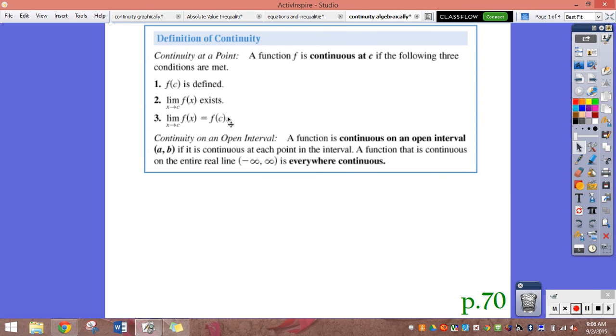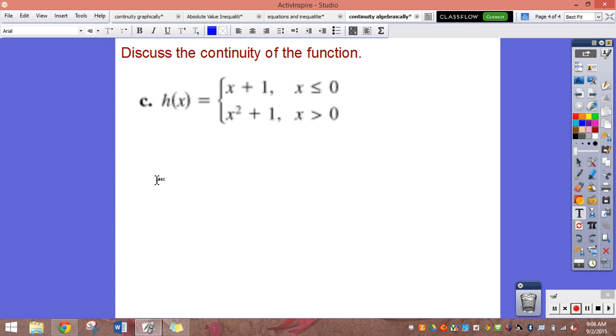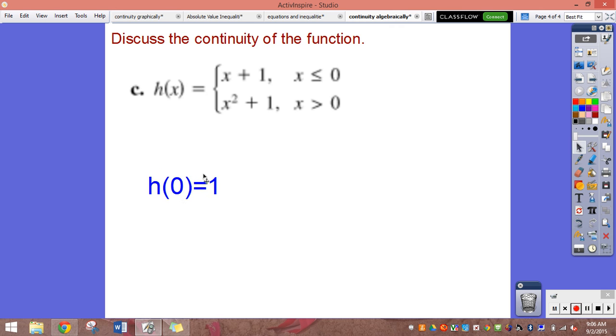You confirm that these three items are true, then you've proven that the function is continuous. First we have to prove that f of c is defined, in this case h of c. So h of the value in question, which is 0, h of 0, is it defined? Here x could equal 0, and when I plug it in, I do get a value. So I would first state that h of 0 equals 1.